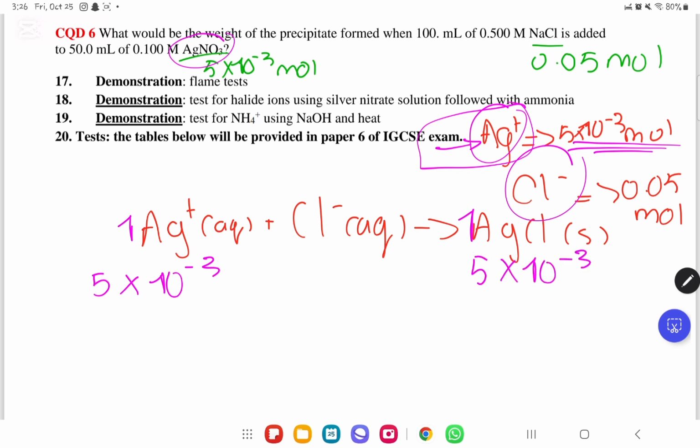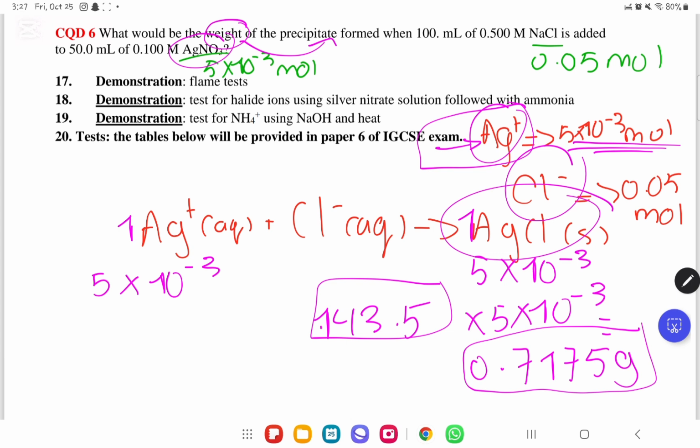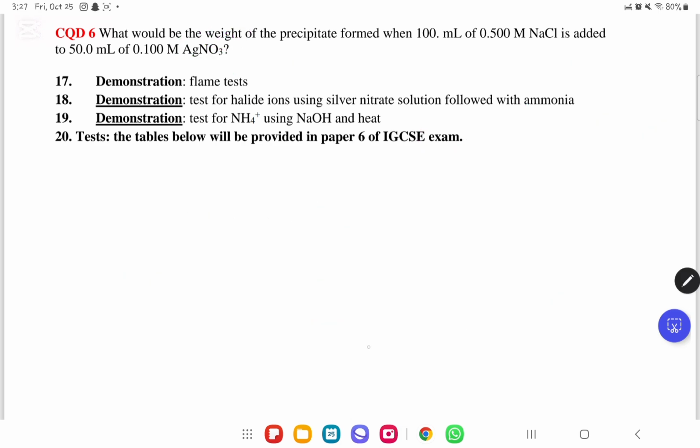So very simply, to find the mass or the weight of the precipitate formed, which is AgCl, we're going to multiply the molar mass of AgCl, which you can get from the internet, but it is 143.5. We multiply it by 5 times 10 to the negative 3, and we will get 0.7175. This, of course, is in grams. So this is the weight of the precipitate formed when 100 milliliters of 0.500 molarity NaCl is added to 50 milliliters of 0.100 molarity AgNO3.